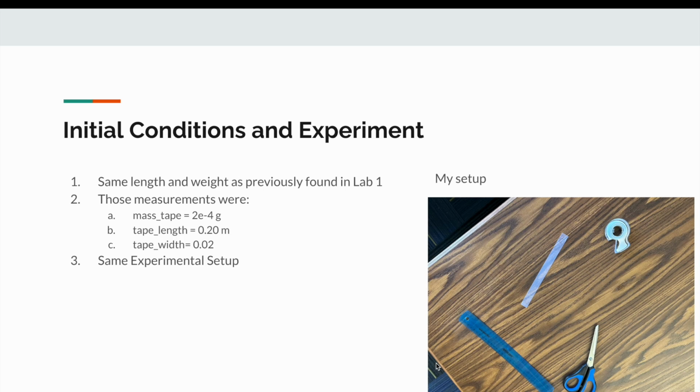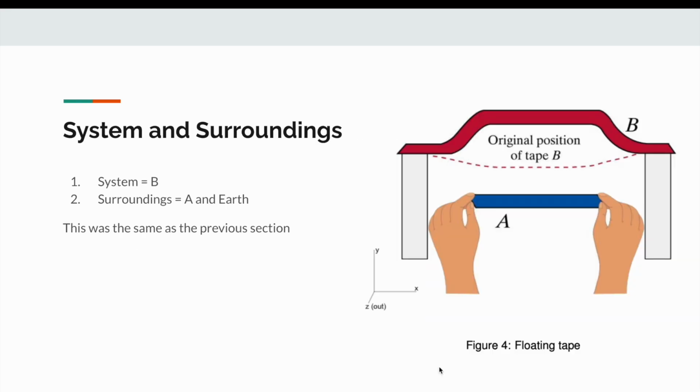As previously discussed, the initial conditions and experiment do not change. This was the same from Lab 1. And the measurements that I found were the mass of the tape was about 2 times 10 to the negative 4th grams, the length of the tape was 0.2 meters, and the width of the tape was 0.02 meters. Similarly, for the system and surroundings, the system will be tape B, and the surroundings will be tape A and Earth. We take Earth into account because of gravity, obviously. And again, this is exactly the same as the previous lab.